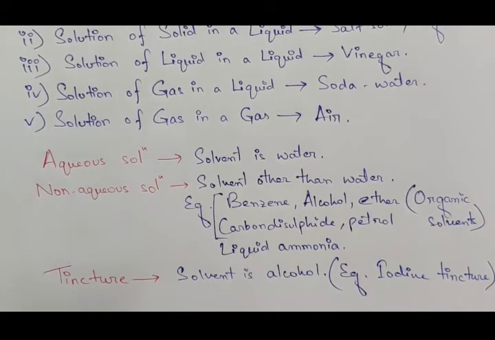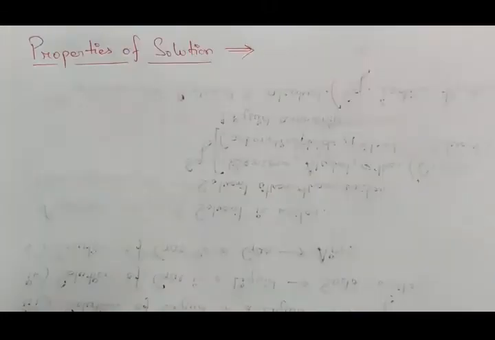Now we will learn about the various properties of the solution. There are various important characteristic properties of a solution which we will discuss now. So the first point we can say is that a solution is a homogeneous mixture. As we have seen in the definition, a solution is the homogeneous mixture of two or more substances. So the first characteristic property is that a solution is a homogeneous mixture.